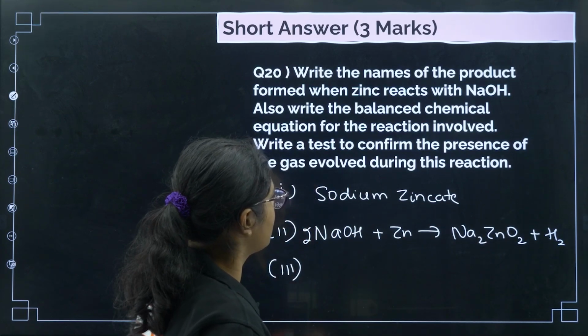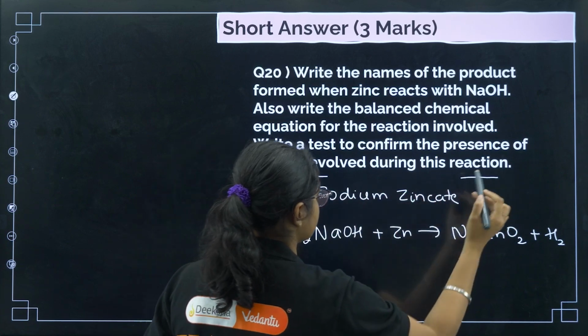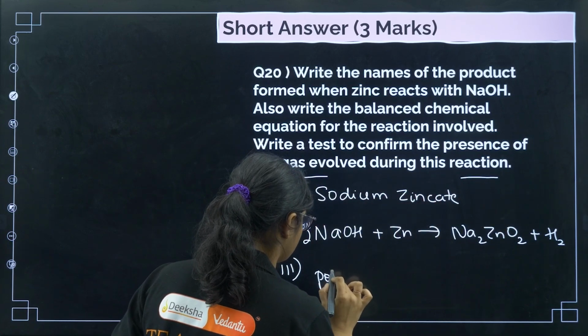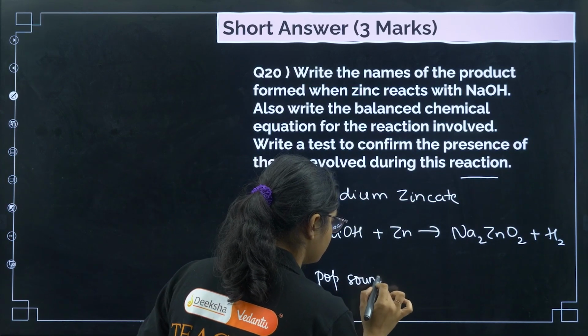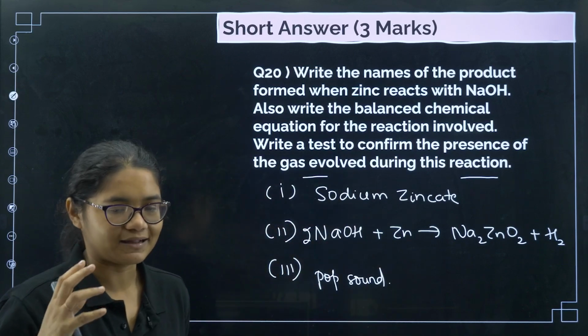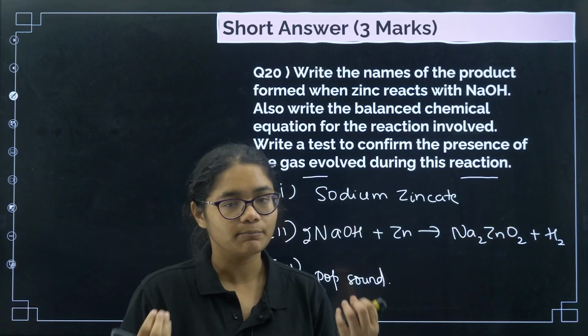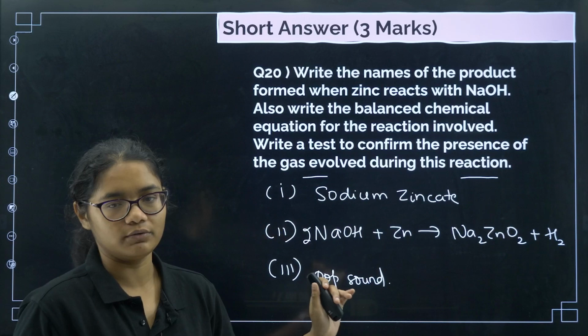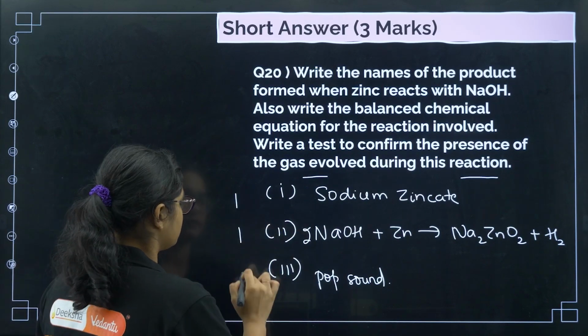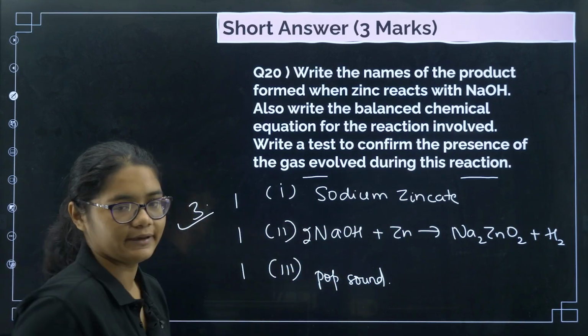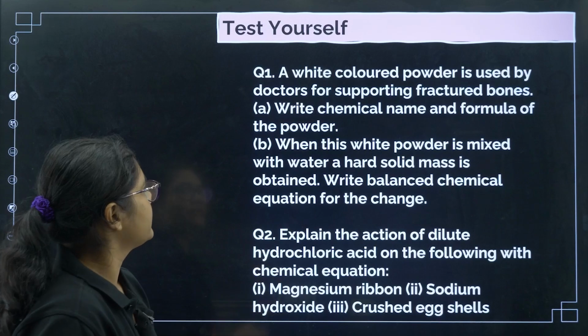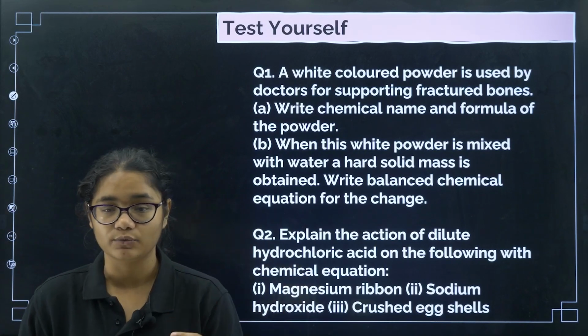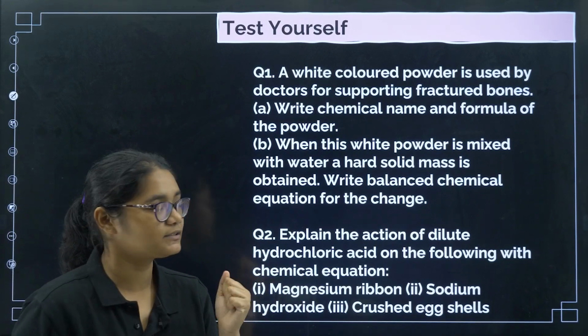Now write a test to confirm the presence of the gas evolved, so that is your pop sound. You need to do that experiment which we have already discussed: you have to bring a burning matchstick, and the gas burns with a pop sound. Okay, that you have to note down here. So with this you will be getting 3 marks for this question. Clear? Okay, so now these are some questions that you need to practice. Okay, you have to solve these questions.